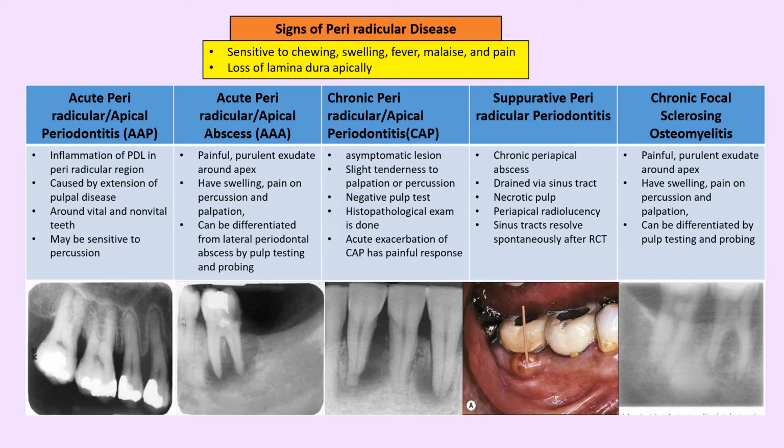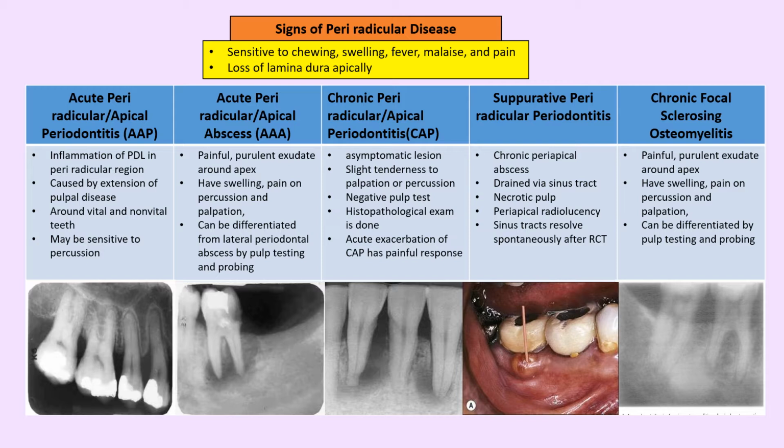So we can see different conditions here like AAP, which can be seen with a vital or a non-vital tooth, sensitive to percussion. A vital tooth with occlusal trauma can develop this. A non-vital tooth due to over-instrumentation or overfilling can develop that. That leads to inflammation of the PDL in the periradicular region. Now, the acute periapical abscess, in which the tooth is dead, number one, painful purulent exudate is seen around the apex, swelling, pain on percussion and palpation, and how you differentiate it from LPA or lateral periodontal abscess, as the tooth is still vital there and there is a periodontal pocket, as compared to acute apical abscess where the tooth is non-vital.